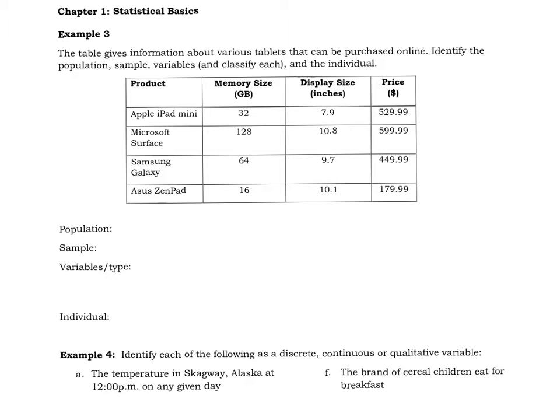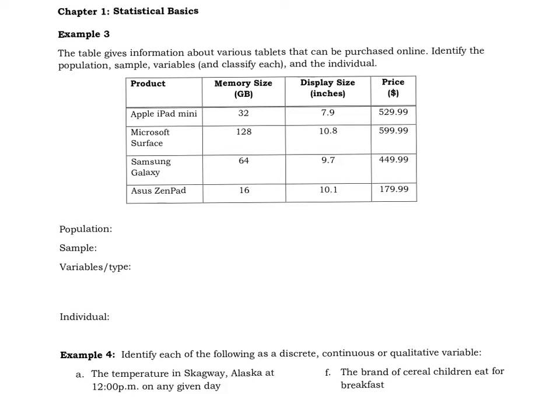Here is some information about some tablets. In each case, we want to identify the population, what the sample is, what the variables are, and the type of variable. So is it qualitative or is it quantitative? And we'll break that down further into discrete or continuous. And then what is an individual in this particular table?